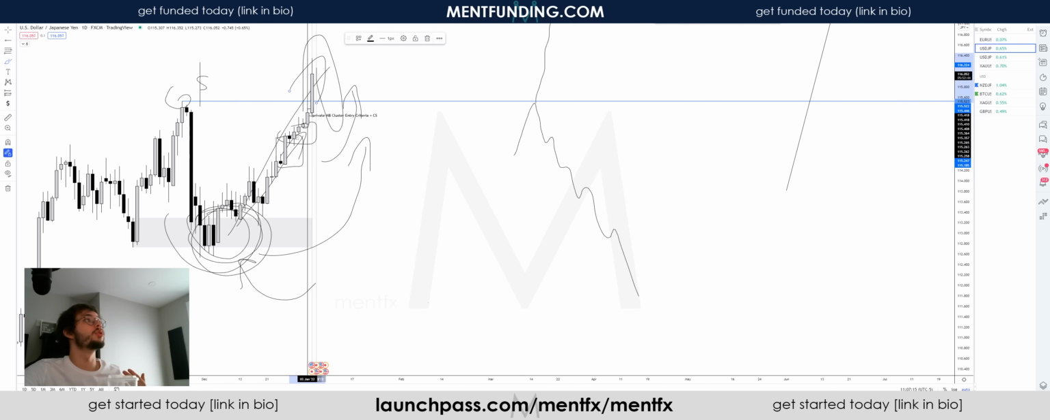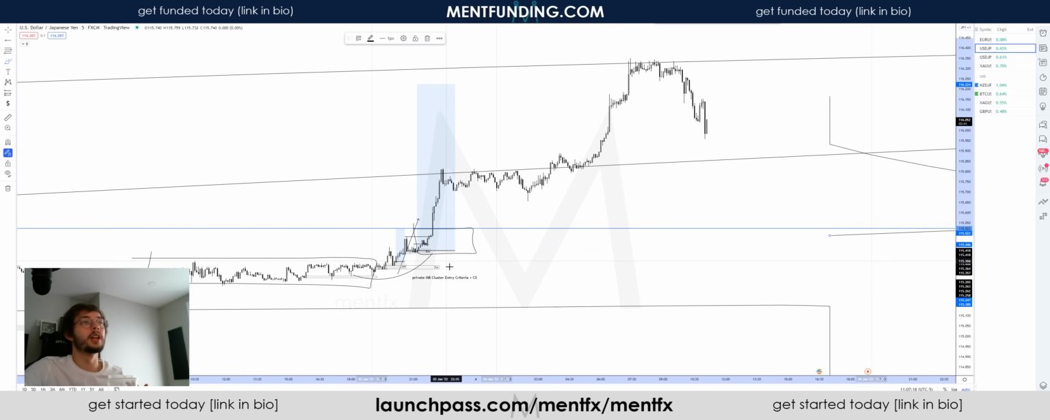And just before we go into these specific trades right here, I'm going to show you really quickly, you can see these beautiful trades.